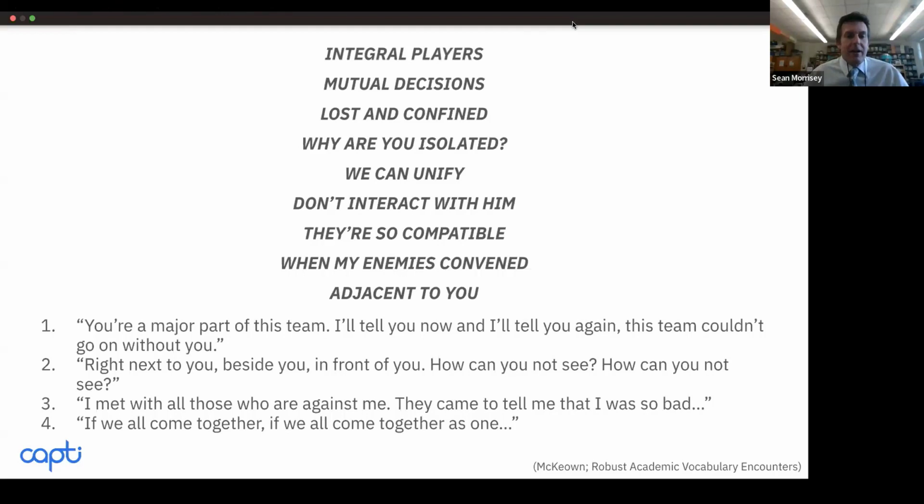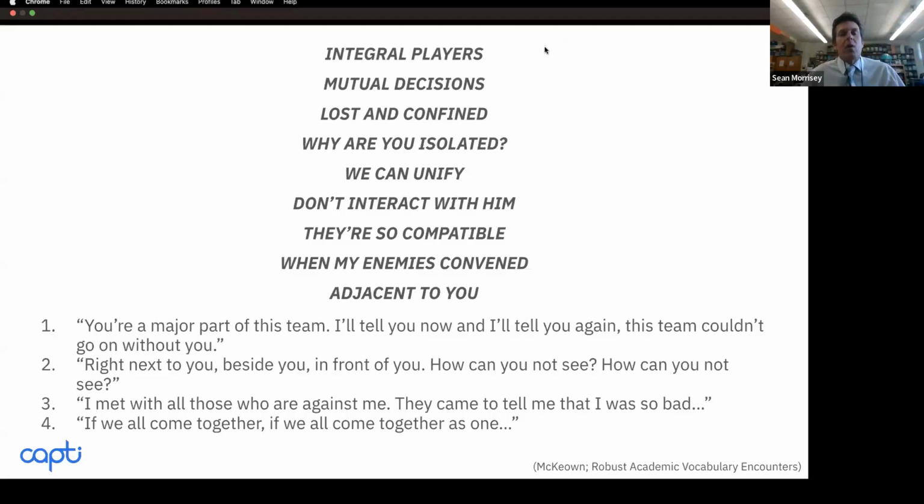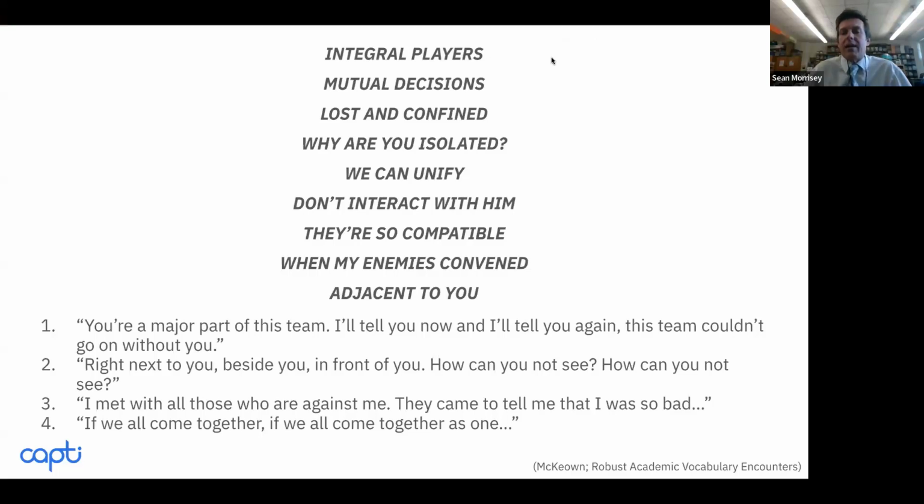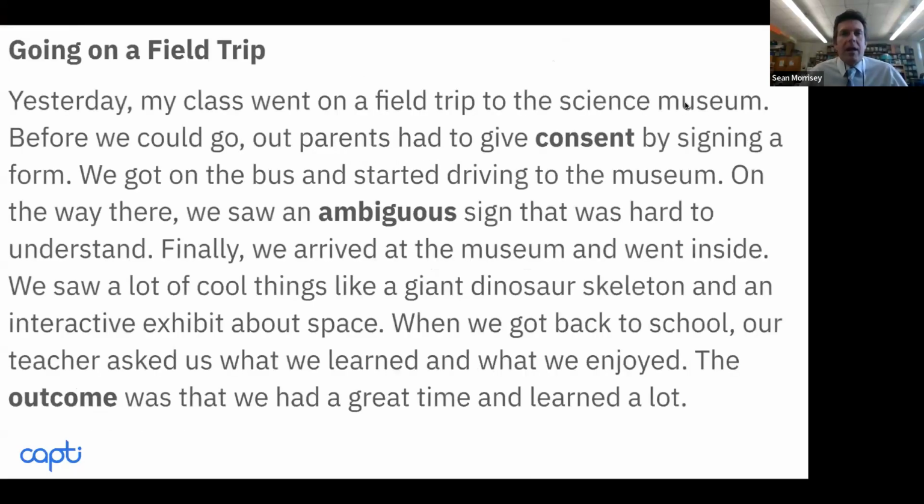It's somewhat different. If we go down to number 4, "If we all come together as one," then we're thinking about, oh, what word is like, oh, we're all one. So we can see the song title, "We Can Unify." And with that, I would probably pull out the prefix as well, which we'll talk about in morphology. Uni being one, we're all in it together as one. Okay, so that's just one way that I teach using the RAVE program.